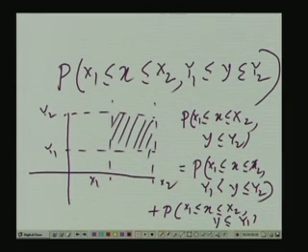Now, this is my quantity of interest. I wanted to find out what it is. I know what it is. It was derived earlier. This is what? F of x2, y2 minus F of x1, y2. And this is what? F of x2, y1 minus F of x1, y1.